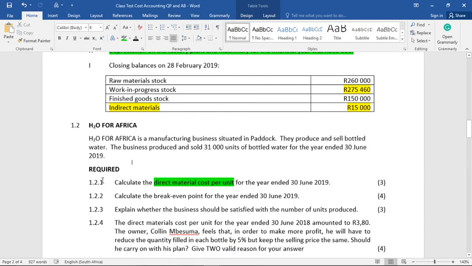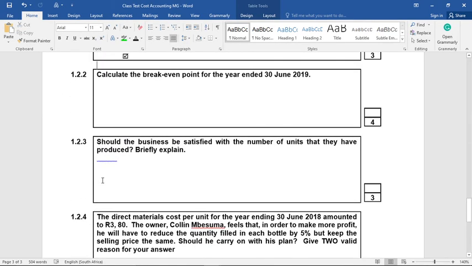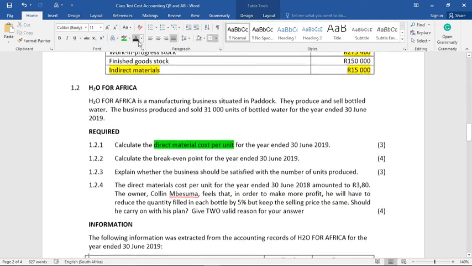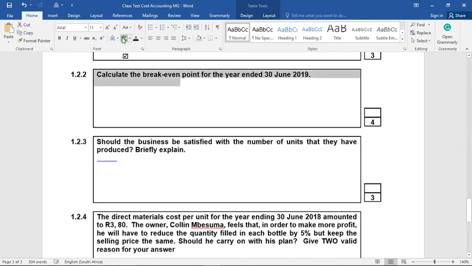Part 2 says calculate the break-even point for the year. Very important calculation. What is the formula for the break-even point? Fixed costs divided by selling price per unit minus variable costs per unit. So let's go find the fixed costs. Fixed costs given in this table, excuse the bell, was 179,800. There we go. That's our numerator in our answer.